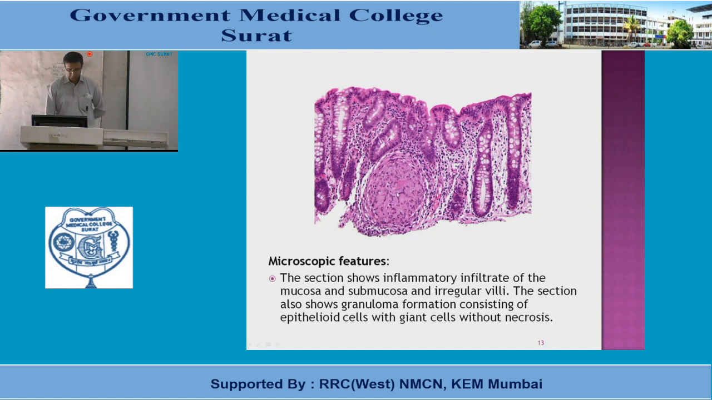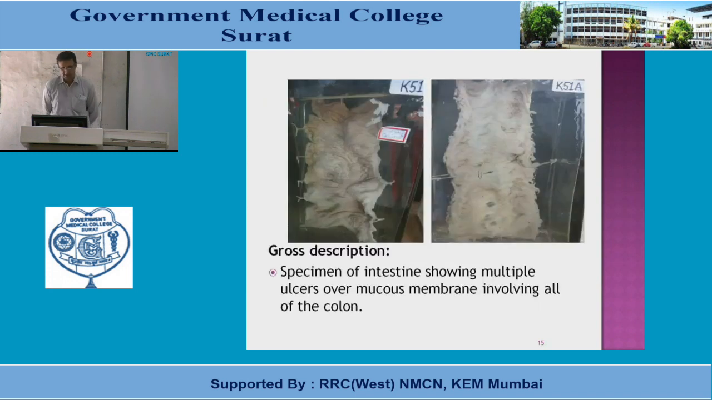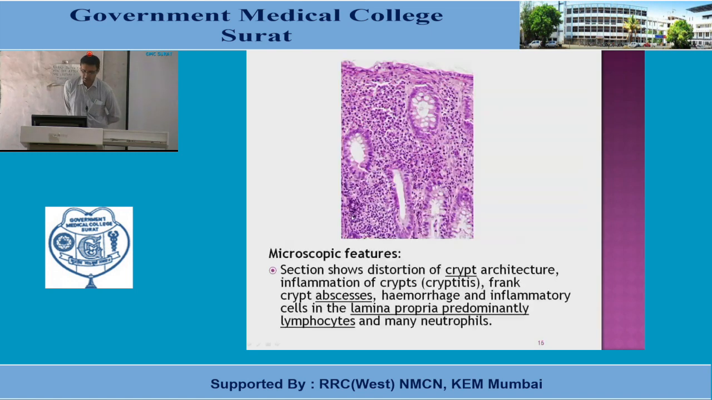Now ulcerative colitis. In gross examination the intestine shows multiple ulcers over the mucous membrane involving all of the colon. See here there are multiple ulcers involving all the colon. And in microscopic examination, the section shows distortion of the crypt architecture, inflammation of crypts or cryptitis, frank crypt abscess, hemorrhage, and inflammatory cells in the lamina propria, predominantly lymphocytes.